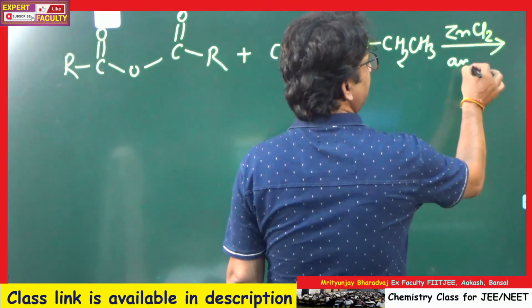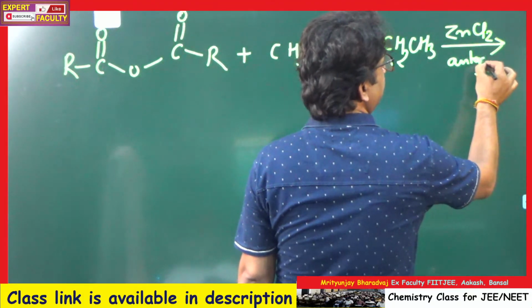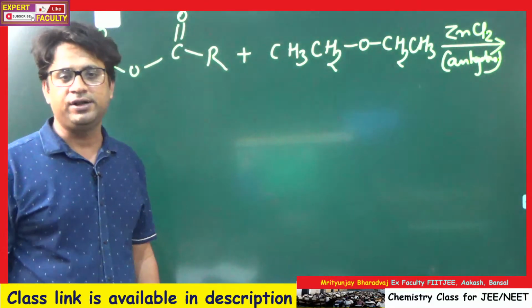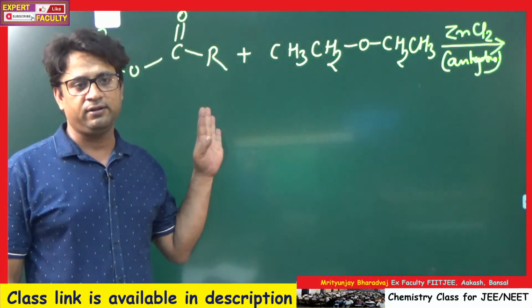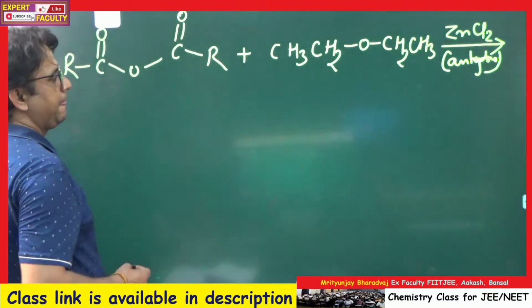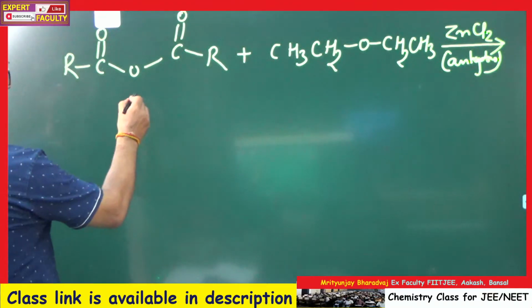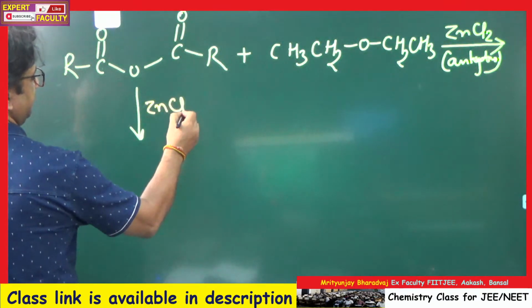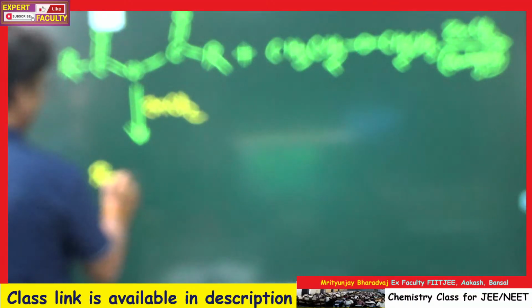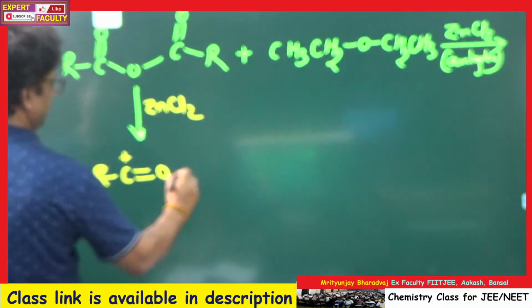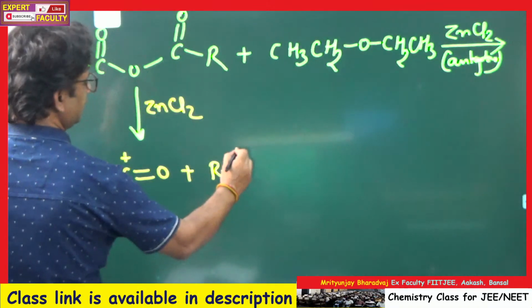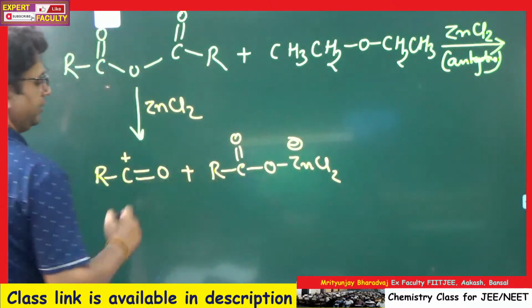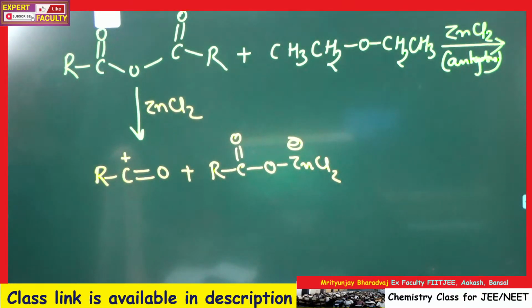It should be anhydrous. Why is anhydrous important? Because these are Lewis acids only in the anhydrous condition. So this ZnCl2 will react with this acid anhydride, and RCO+ along with RC double bond O ZnCl2- will be generated. This is the Lewis acid.